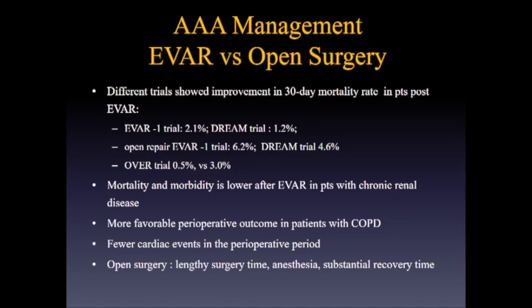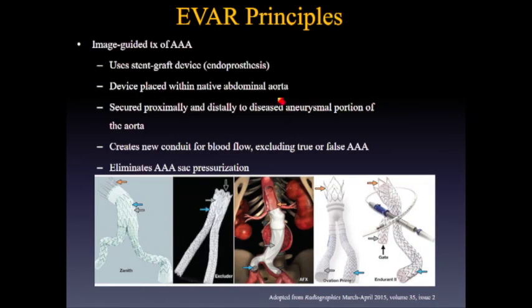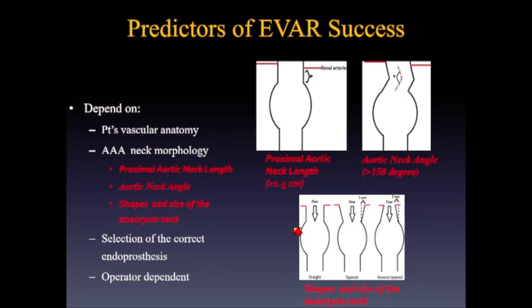Multiple studies were done that confirmed that EVAR has a mortality and morbidity lower than the open surgery, especially in those patients who have chronic renal disease or COPD. And there are fewer cardiac events in the perioperative period in this population. So EVARs, the stent grafts, I just wanted to show you different types of the grafts. And what it does is that it excludes the aneurysmal sac from the arterial system.